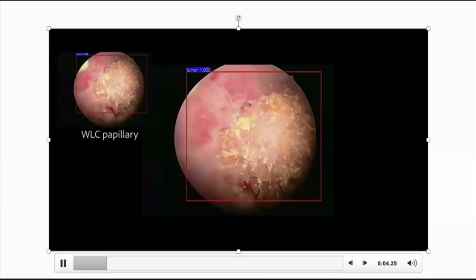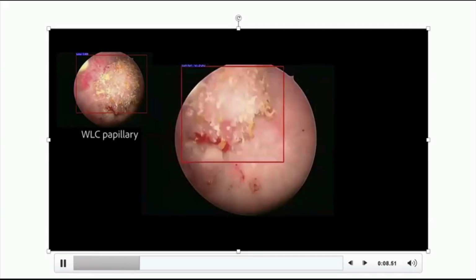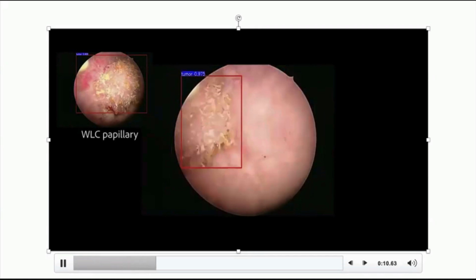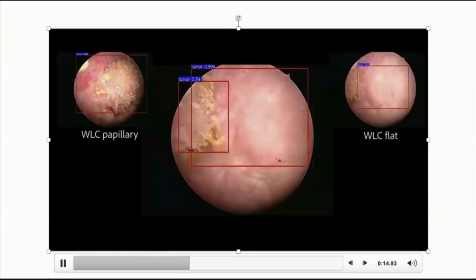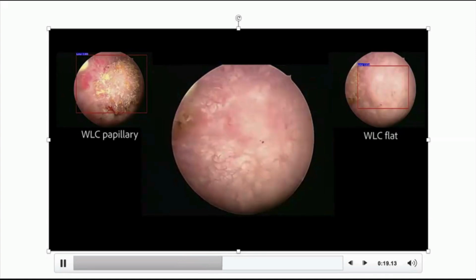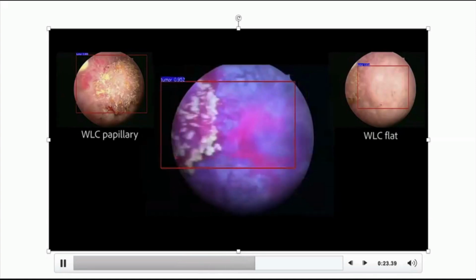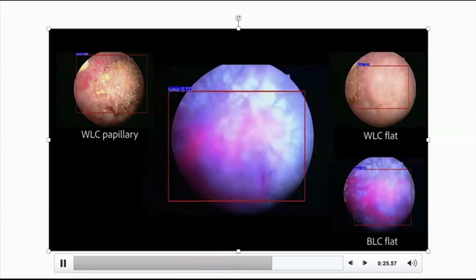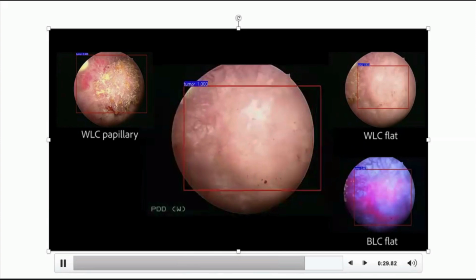It can identify papillary lesions, as well as flat lesions, as demonstrated on the white light cystoscopy images. A surprising finding was that when blue light cystoscopy was turned on, CystoNet was still able to detect lesions, even though it was not specifically trained to do so.